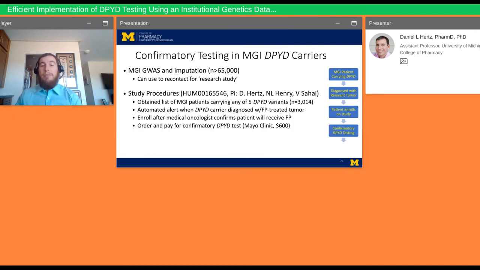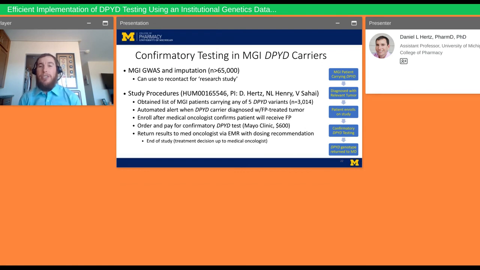We then contact the medical oncologist to confirm this patient is going to receive a fluoropyrimidine, and enroll the patient on our study and order and pay for their confirmatory DPYD testing through the Mayo Clinic. Upon confirming their DPYD status, we return this information to the medical oncologist within the electronic medical record and provide them a dosing recommendation so that this patient can receive safe and effective dosing.